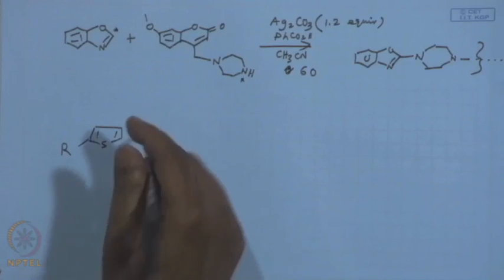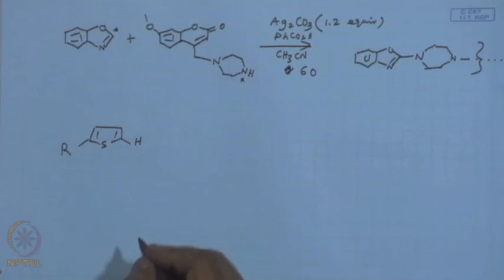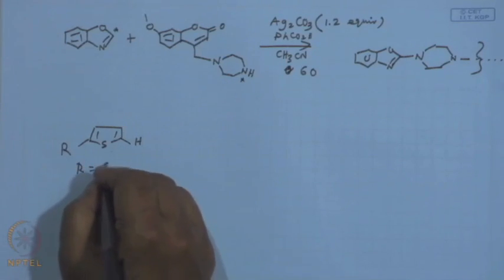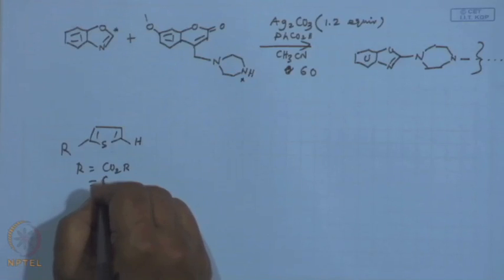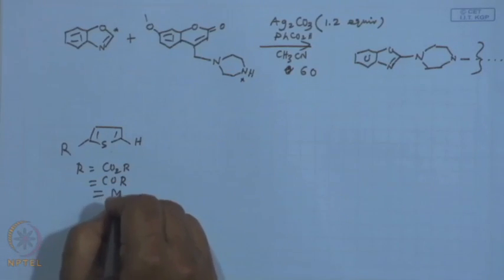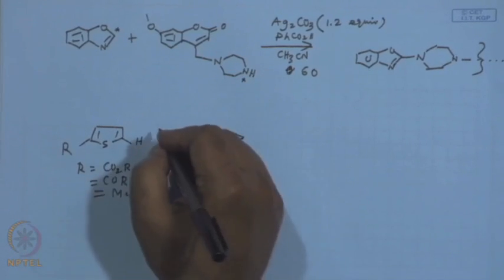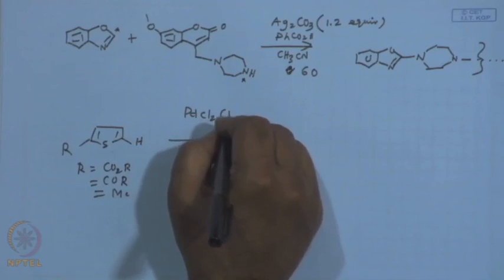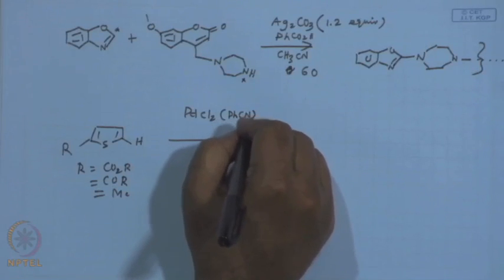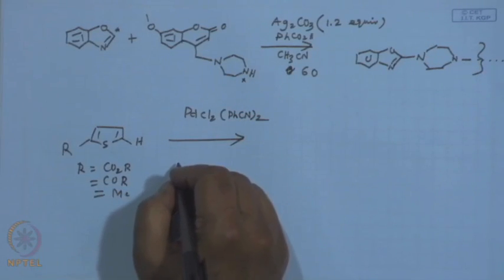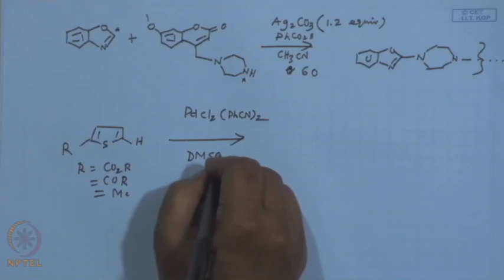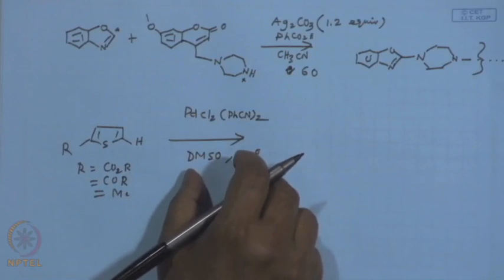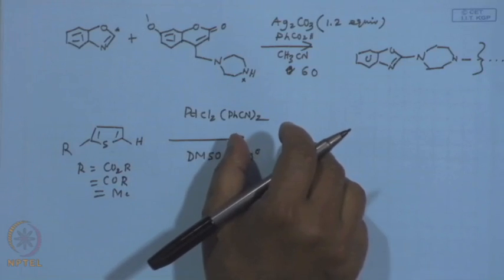Thiophene normally is a popular molecule in polymer chemistry, because polythiophenes are conducting polymers, and the R here could be an ester, an acyl group, or even a methyl group. And if you react these with palladium chloride benzonitrile complex and DMSO, then 60 degrees again. I write all these details of the reaction conditions just to give you a feel.